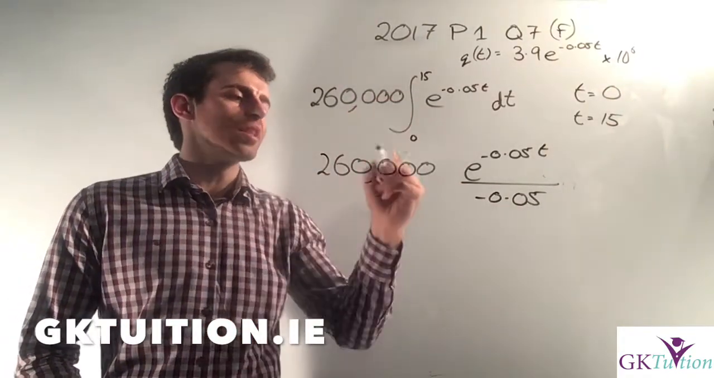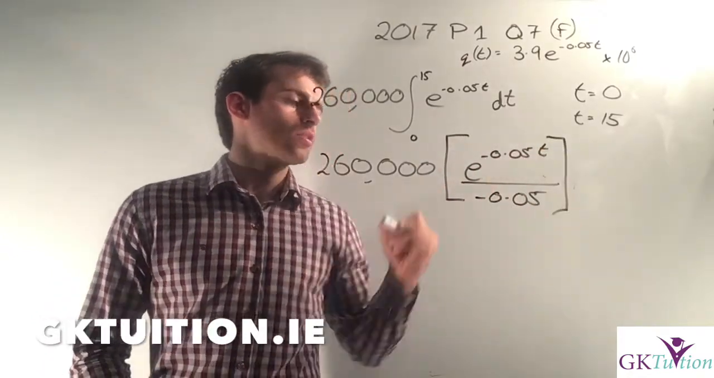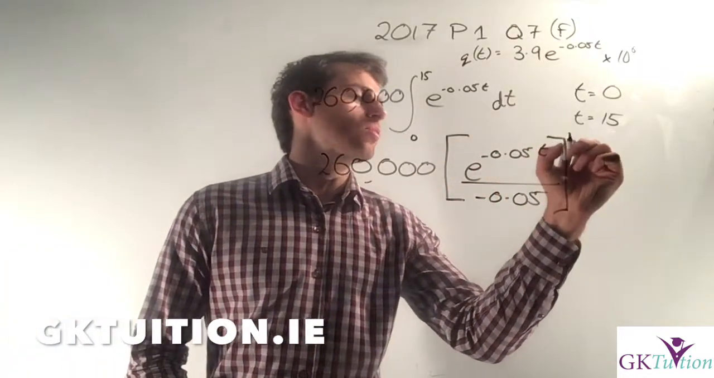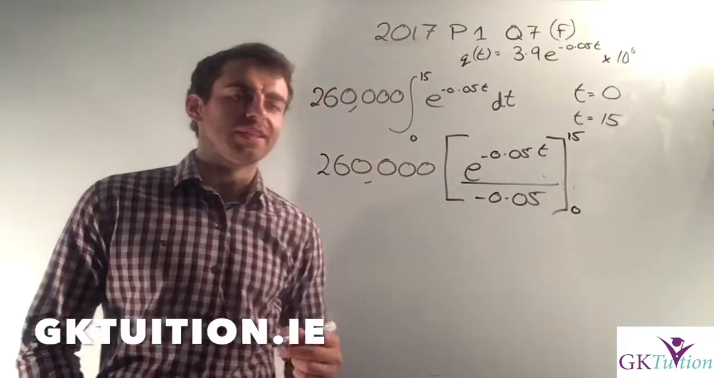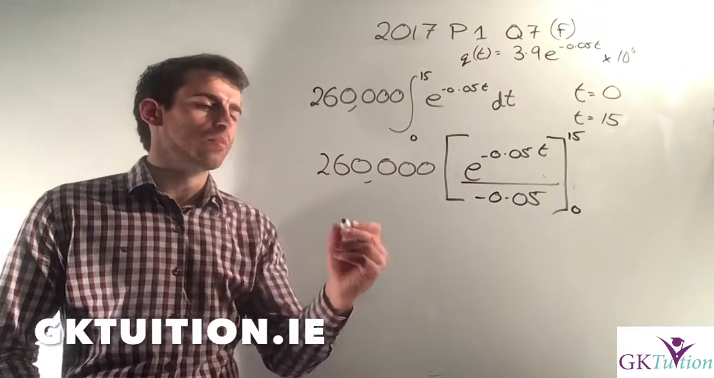Okay, and because I now have to apply limits, I'm going to stick in square brackets around that. So square brackets around it because I need to apply limits. My limits are 15 to 0. So in this case now, all I have to do is sub in my limits.